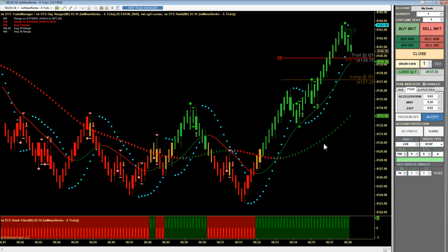But you can see how the trade manager just manages all this for you. And best of all, like I said, you're never ever risking more than you can afford to lose. So you're always correctly capitalized on your trades. Very important.